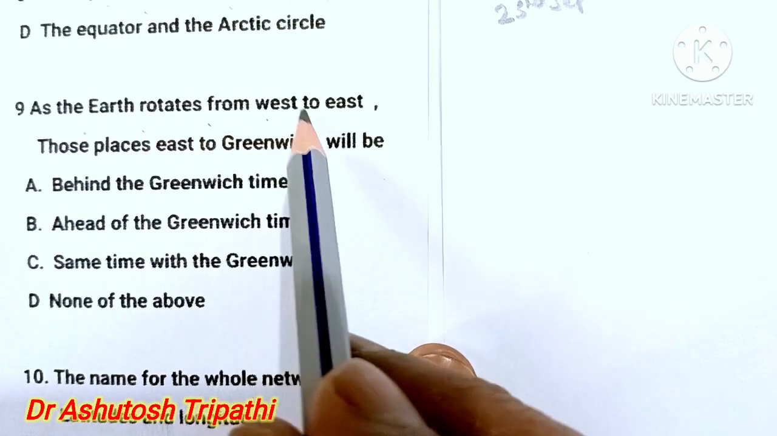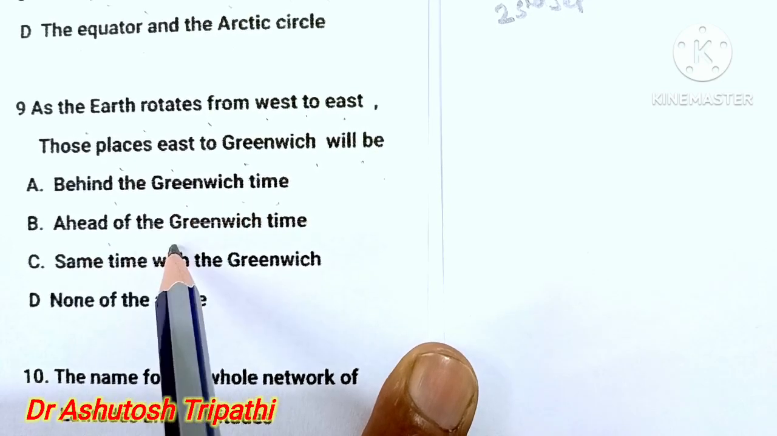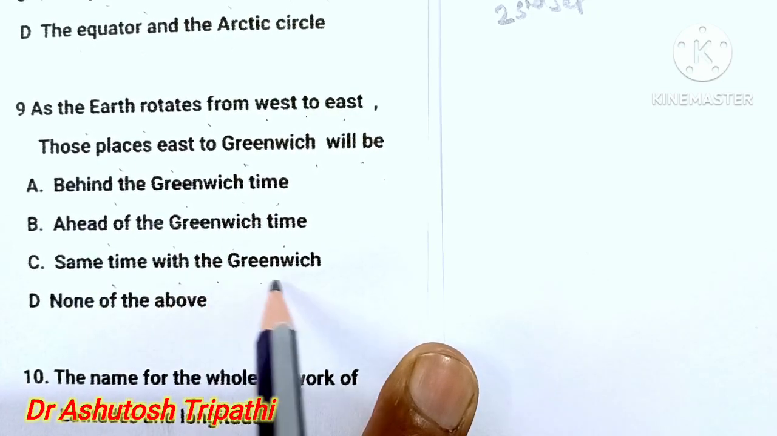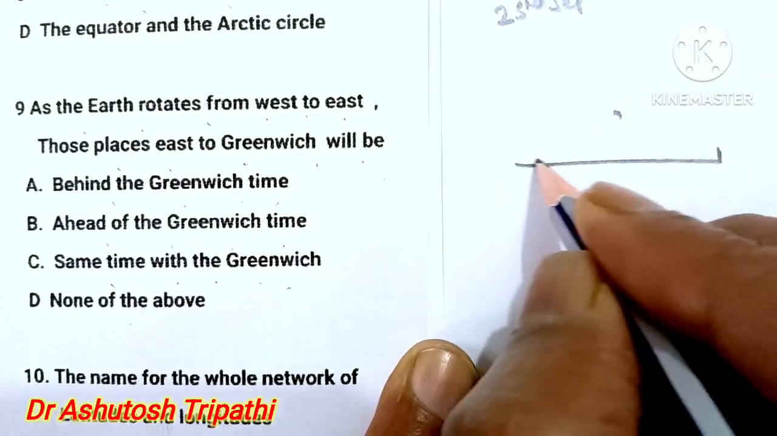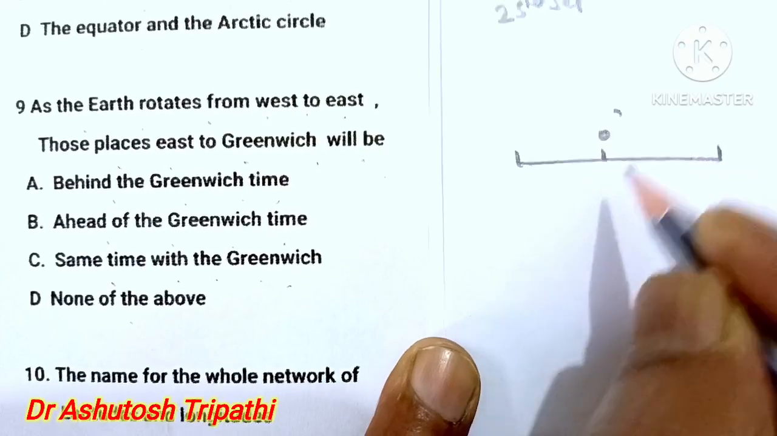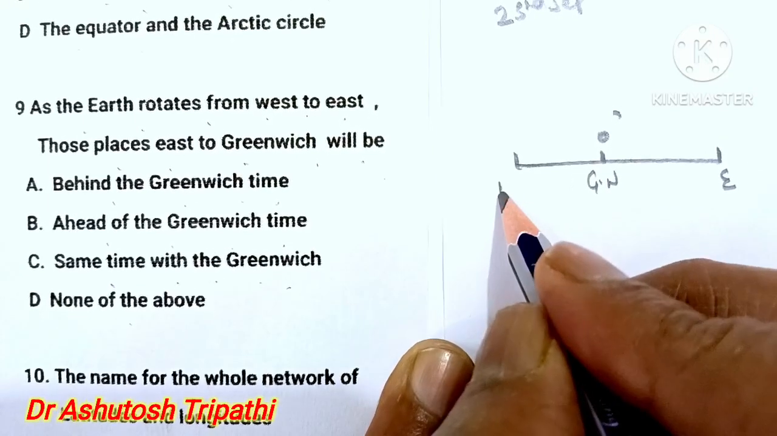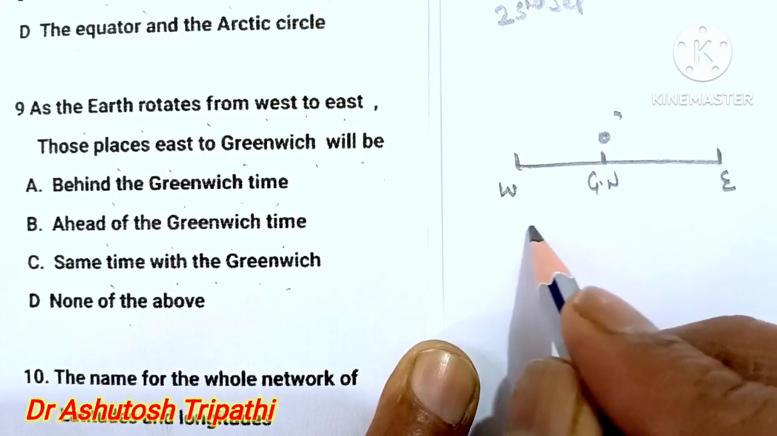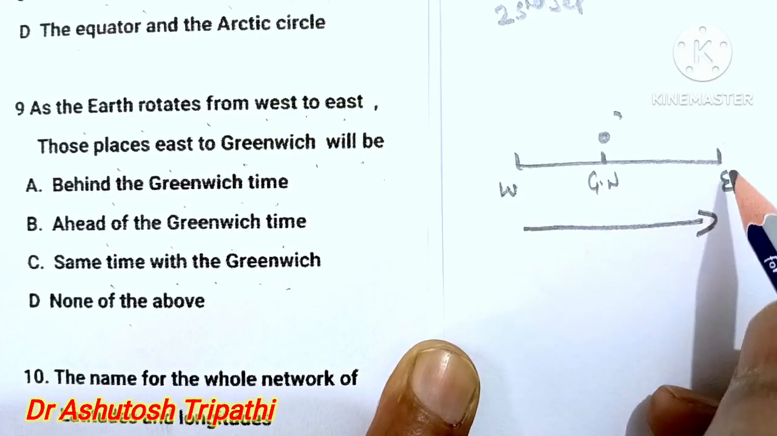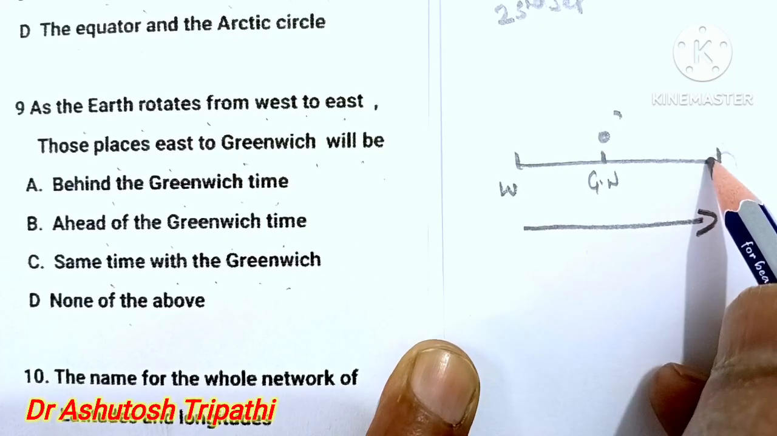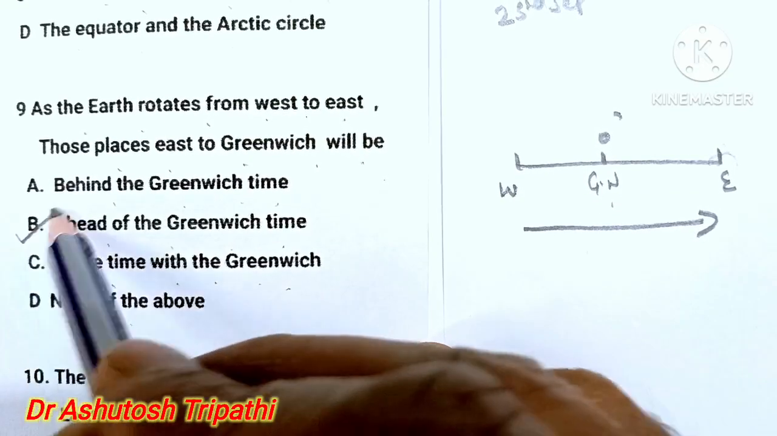As the earth rotates from west to east, those places east of Greenwich will be behind the Greenwich time, ahead of the Greenwich time, the same time as Greenwich, or none of the above. See this. Greenwich is here at 0 degree longitude. This is the eastern part and this is the western part. As we know, the earth moves from west to east, it means the part on the eastern side of Greenwich is ahead of time as compared to Greenwich. The answer is B.